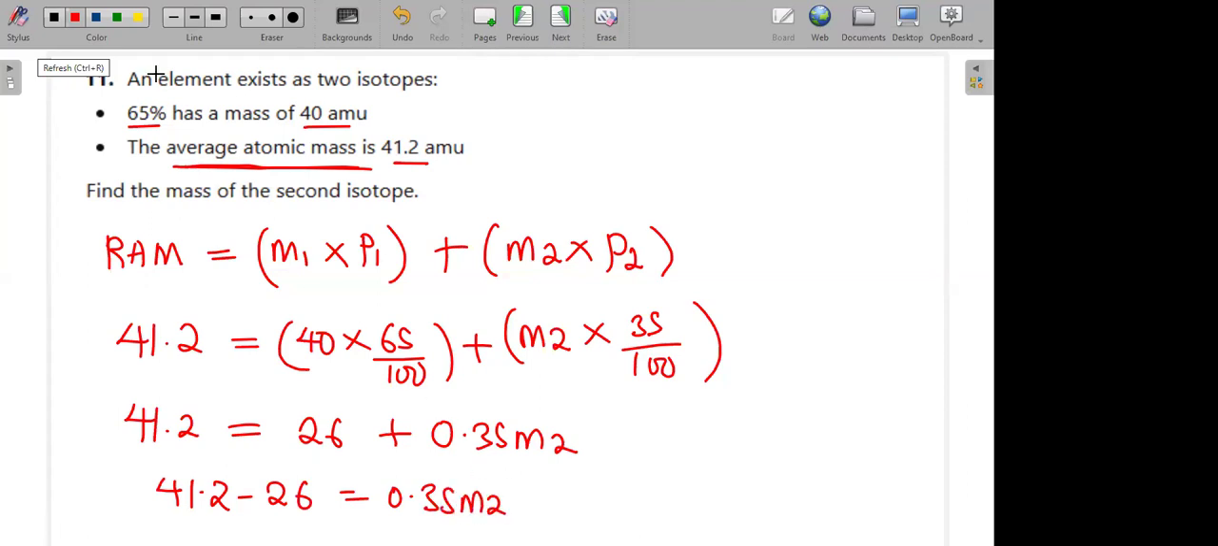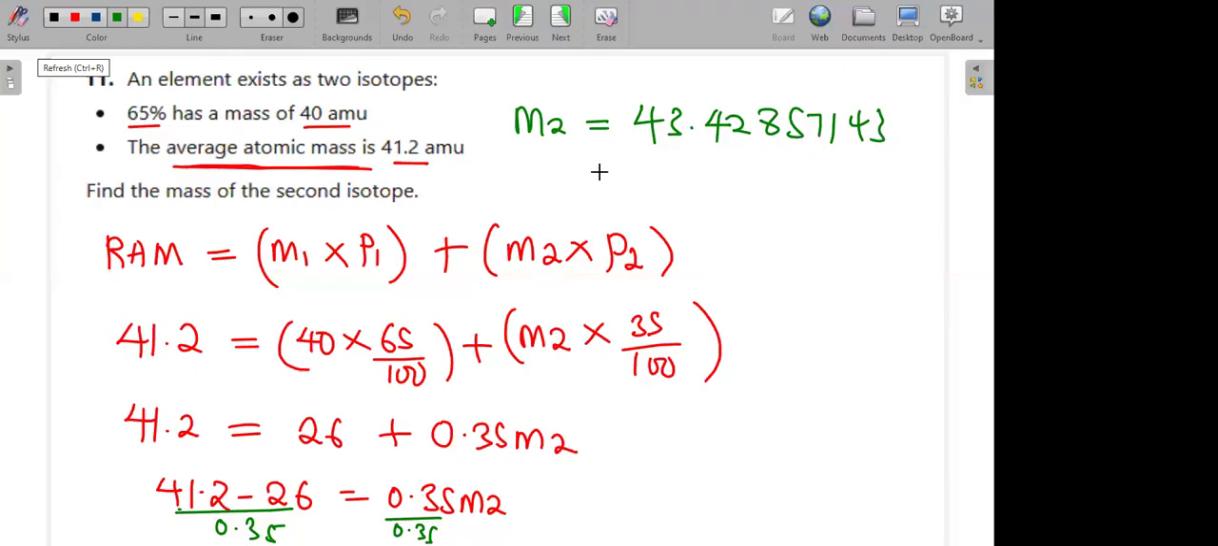0.35 M2. So if I want to find my M2, I just divide both sides by 0.35. So what do I have? My M2 will simply be equal to, on top there, 41.2 minus 26, and then I divide that answer by 0.35. So I'm going to get my mass as 43.42857143. So I just round it off to 2 decimal places.